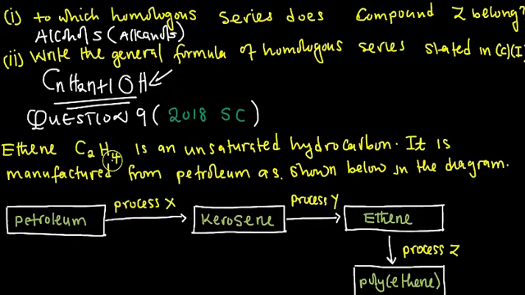Ethene, which is this one, is an unsaturated hydrocarbon, and it is manufactured from petroleum as shown below in the diagram. So the whole process of this, we are looking at the manufacture of what? Ethene from petroleum. Okay, now what are the questions? So as you can see, petroleum contains several components, hundreds of them. So through process X, it results into what? Kerosene. Now kerosene through process Y results into what? Ethene. Ethene through process Z results into what? Polyethylene. So what is prepared here? We are looking at ethene. Okay. Now what are the questions that follow?